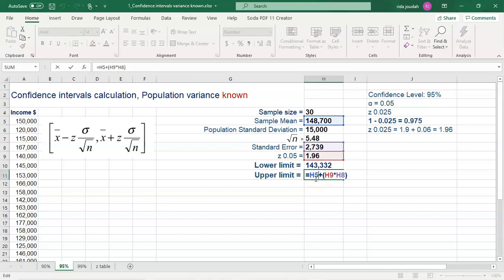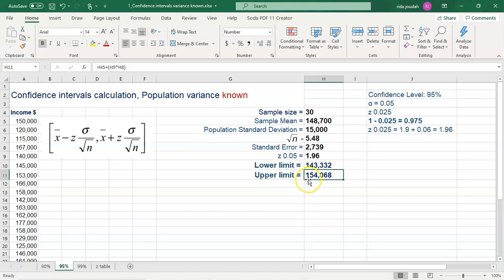Same thing for the upper limit. Instead of subtracting the margin of error, we are adding the margin of error. And we got here the upper limit, which is 154,068. So we already found the confidence level from this value to this value. And to interpret our finding, we say we are 95% sure the population mean income is located in this confidence level. It's somewhere from this value to this value. And the probability of error is only 5%. We could be 5% wrong in our conclusion.